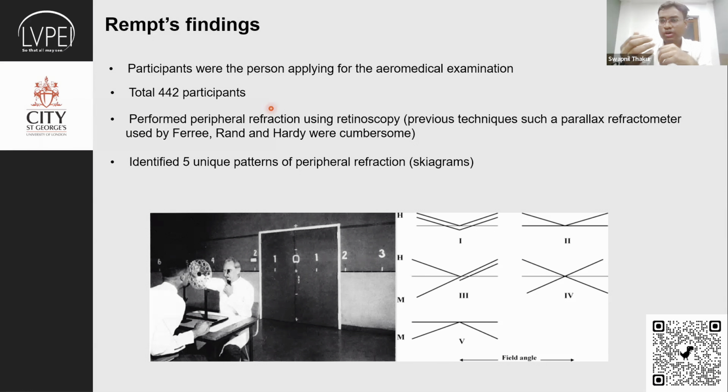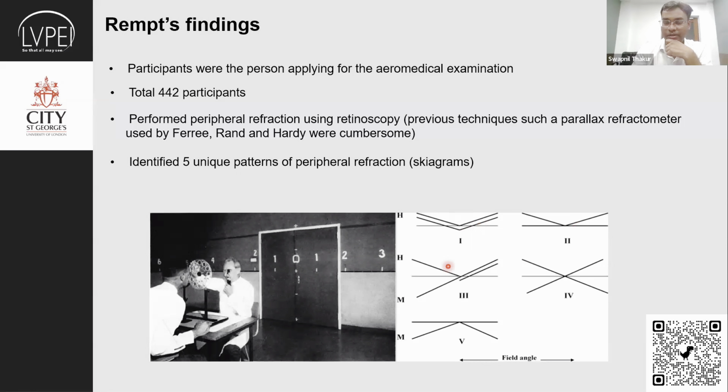So a simpler technique was retinoscopy, with which he performed the peripheral refraction. The outcome of Rempt's study was that he identified five patterns of relative peripheral refraction.